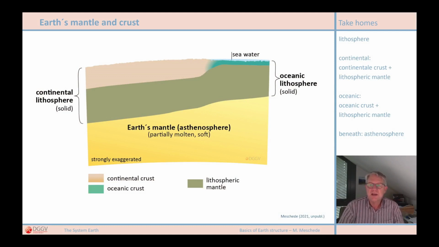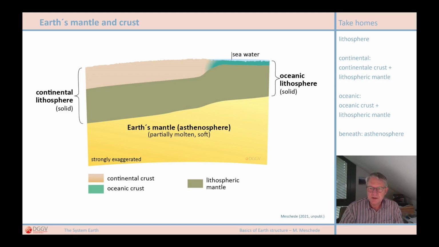Here you can see that there are two different types of lithosphere, continental and oceanic. Continental lithosphere consists of continental crust on top and underneath the so-called lithospheric mantle. And oceanic lithosphere consists of oceanic crust on top and again lithospheric mantle underneath. The lithospheric mantle is the same for both, but it can be thicker under the continental crust than under the oceanic crust because the lithospheric mantle is older there. In a later video, I will explain in more detail how the lithospheric mantle evolves in time.